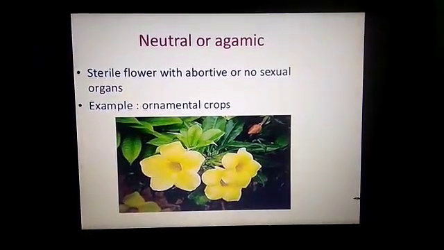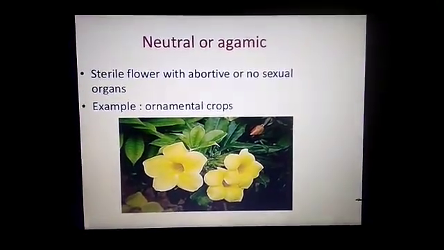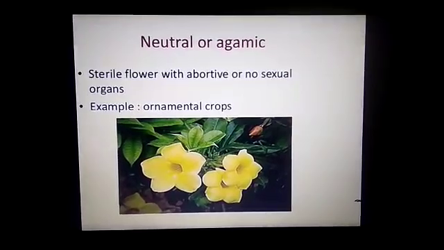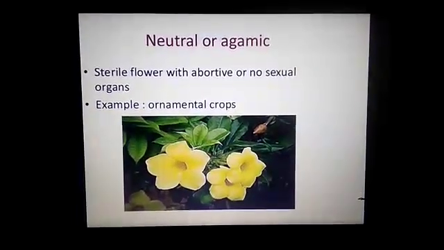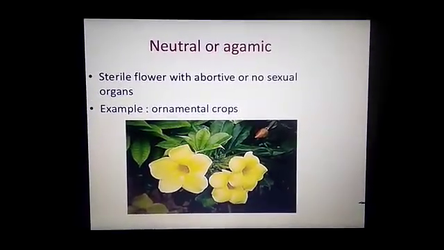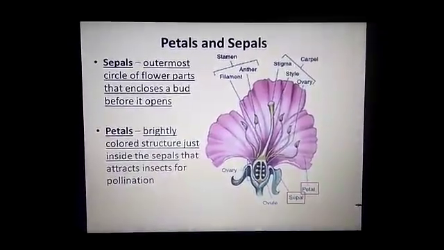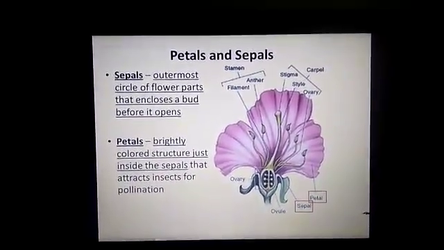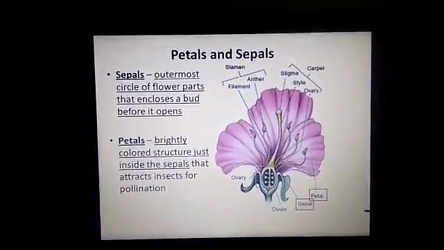About the neutral or agamic flower: a sterile flower is vestigial and no sexual organs are seen, for example in ornamental plants. Next, the general description of the floral parts will be discussed in the next class.